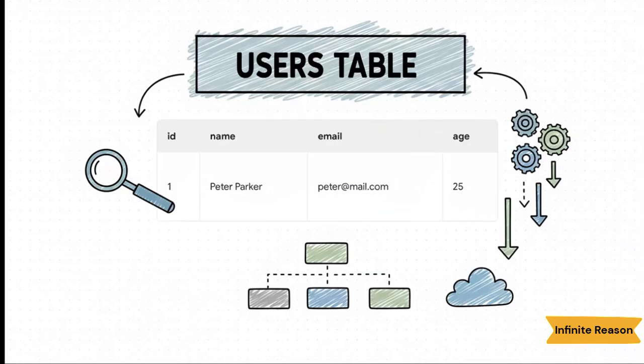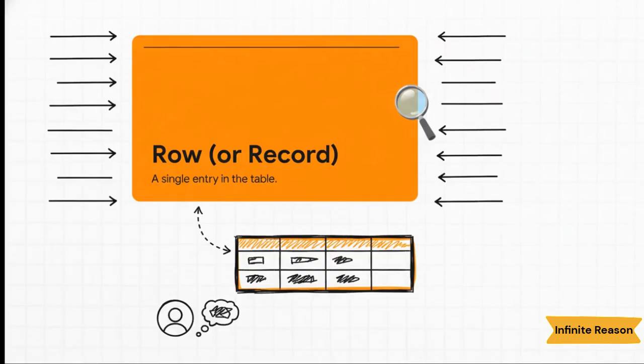And boom, here's a perfect simple example, a users table. See how clean that is? It's organized, it tells us stuff about our users. Pretty straightforward, right? Now let's zoom in a bit.